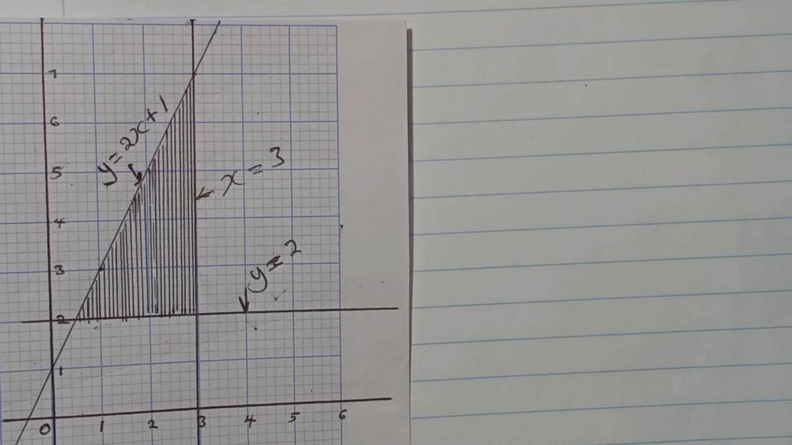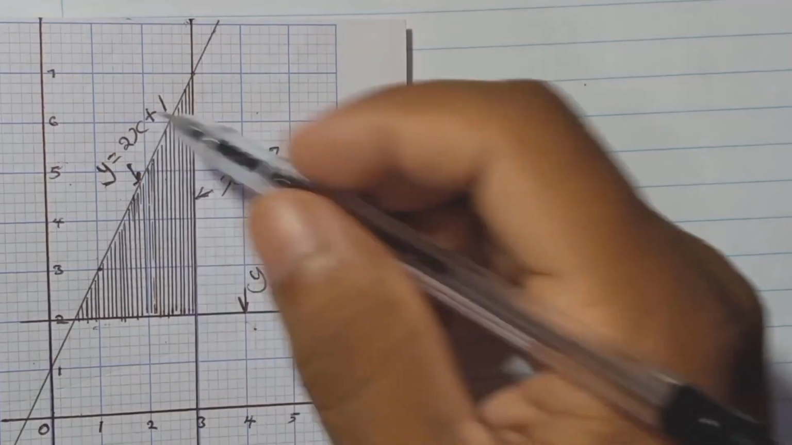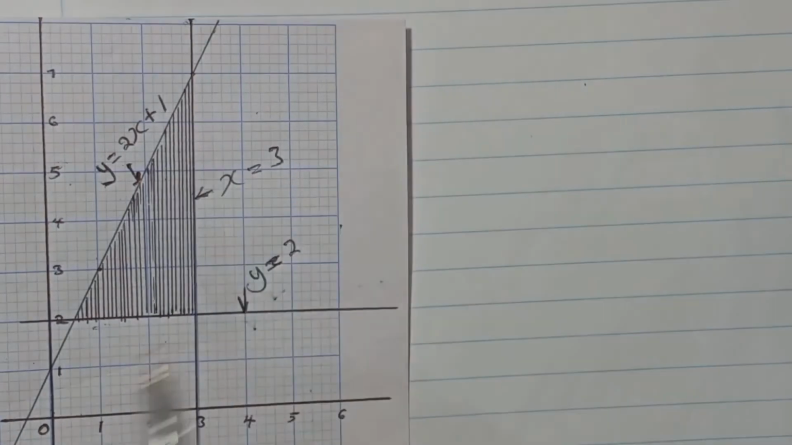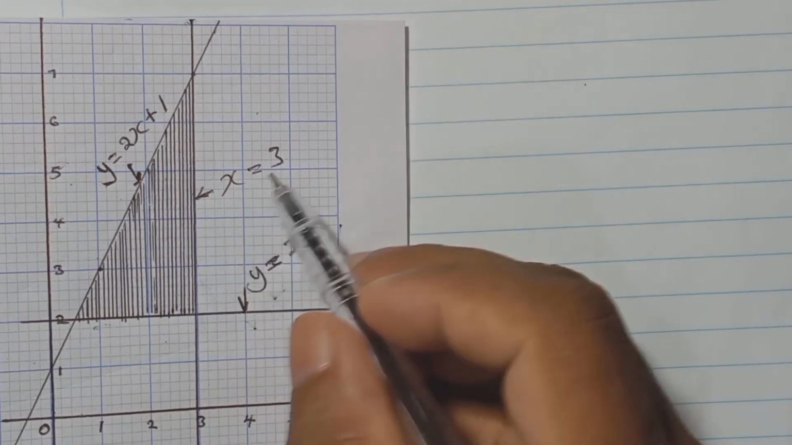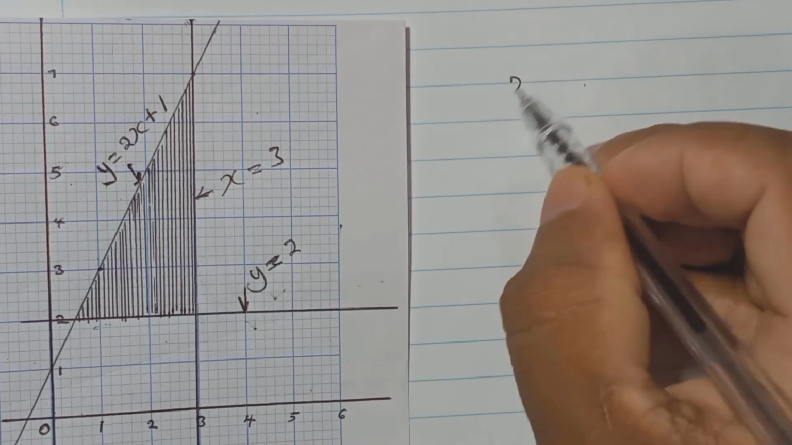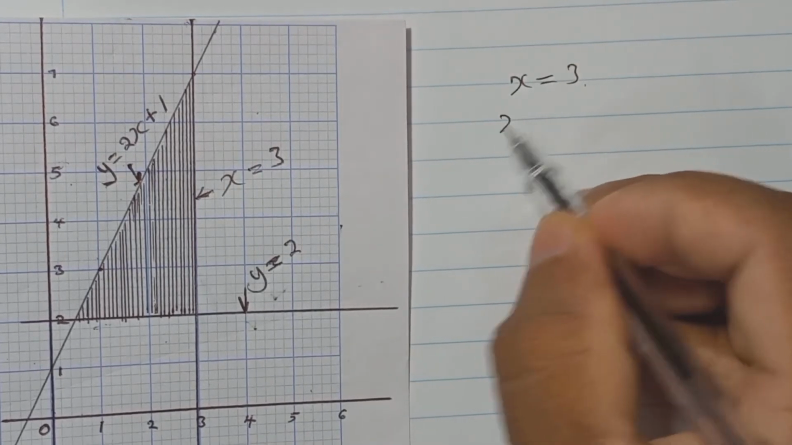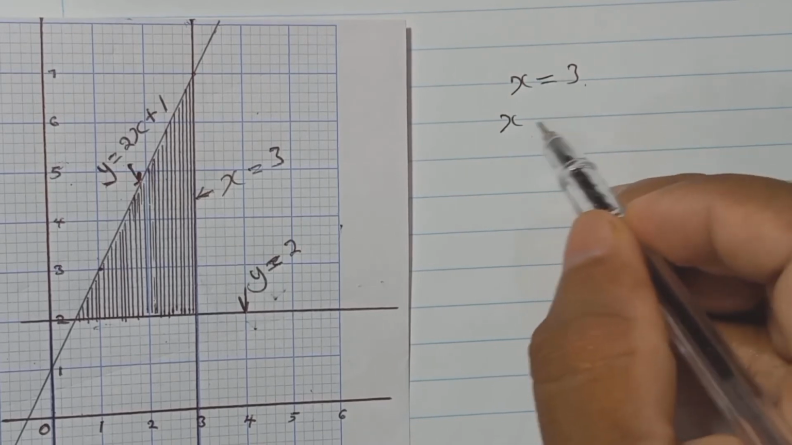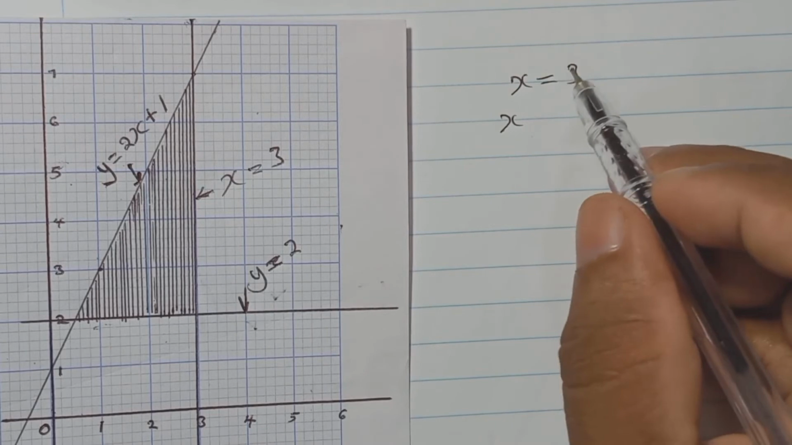But now the thing is, they are not asking for the equation. They ask for the inequality that represents this shaded region. So how do we find it? I will tell you an easy way. For example, I will write this one, x equals 3. Now, as you wish, put x and then put a greater than or less than sign. It doesn't matter, it's okay.